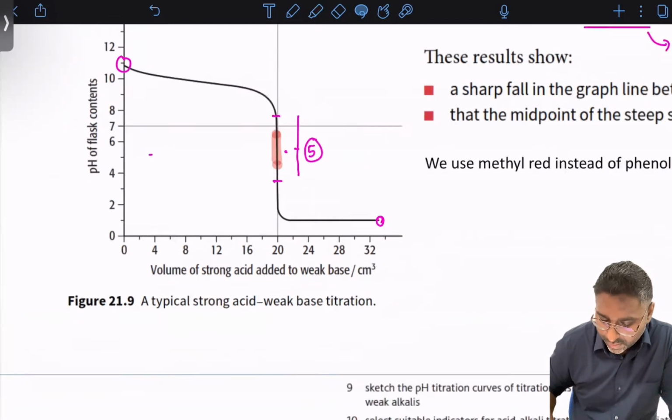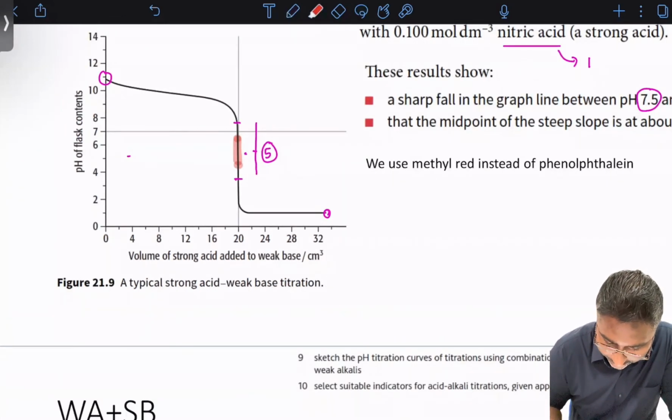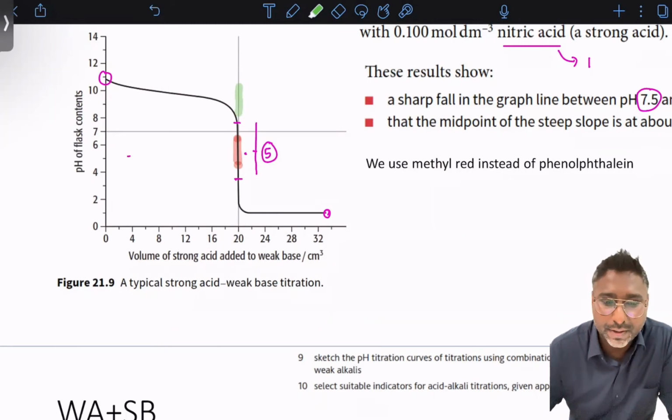But if you use phenolphthalein, so now let's say I use a different color, green. Phenolphthalein is 8.2 to 10. They will come under here.